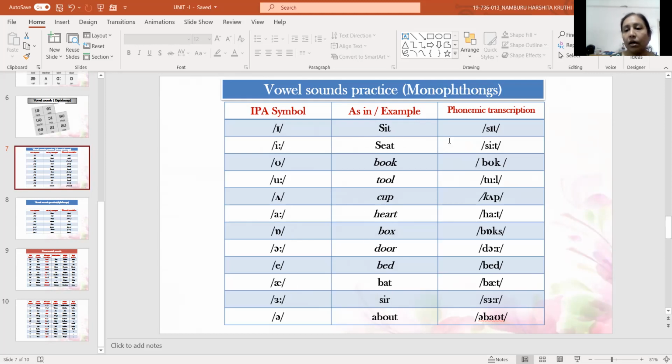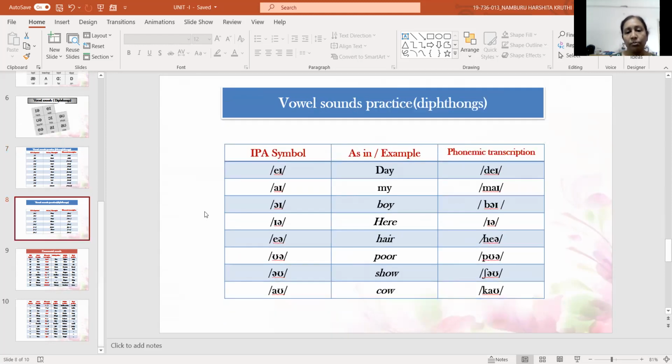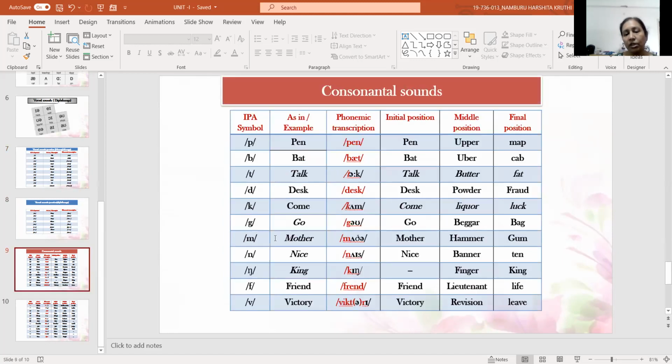Next we see phonetic transcription, as we spoke about, the symbolic representation of the given sound or word. Here we have words, and these are the symbolic representations of these words, right? So you have 12 symbols, then 12 words and 12 phonetic transcriptions. Please learn them thoroughly so that you can become perfect in your pronunciation. These are the diphthongs. Here we have words and their phonetic representation. Next we have similarly the consonantal sounds.